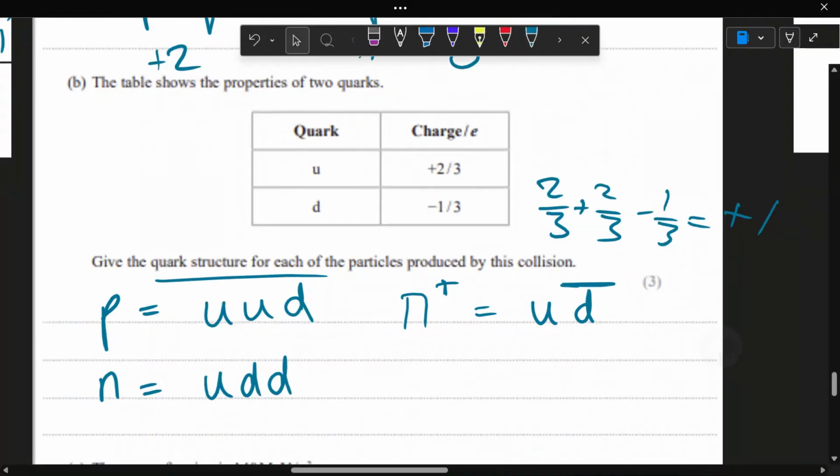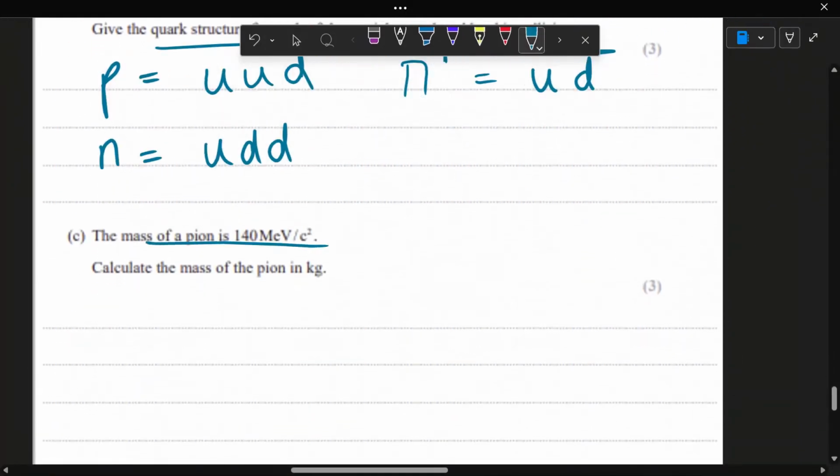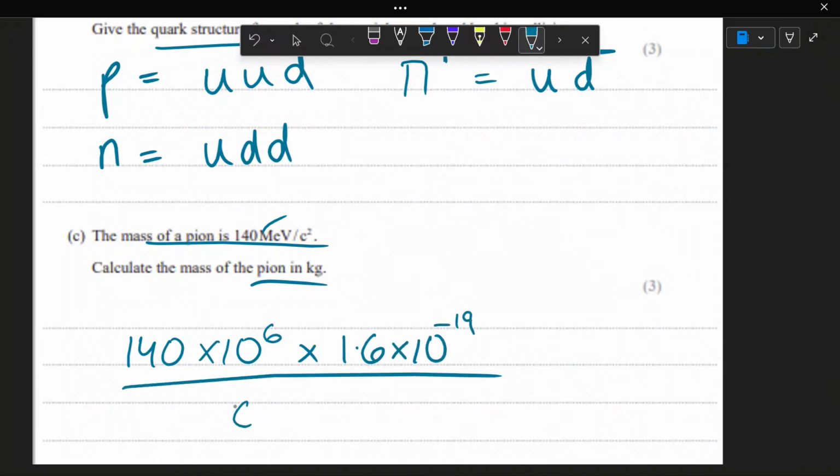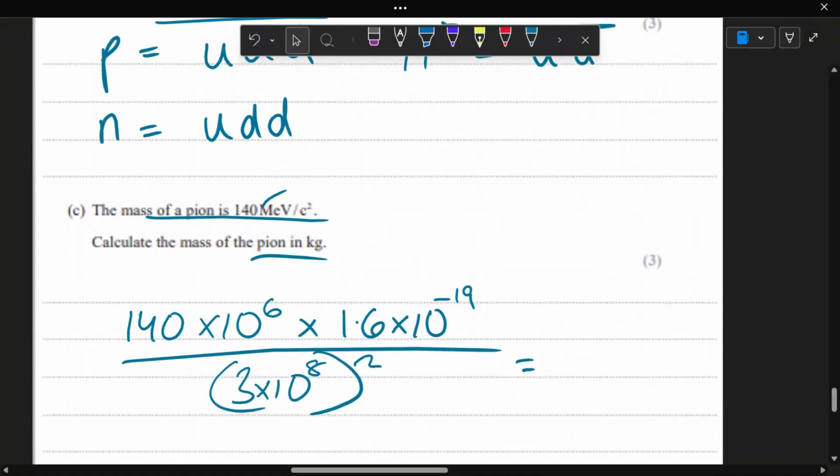Right. Next, convert the mass of this to kg. We have 140 times 10 to the 6 electron volts times electron charge, 1.6 times 10 to the power minus 19, over c squared, 3 times 10 to the 8 all squared, which gives me 2.49 times 10 to the minus 28 kg.